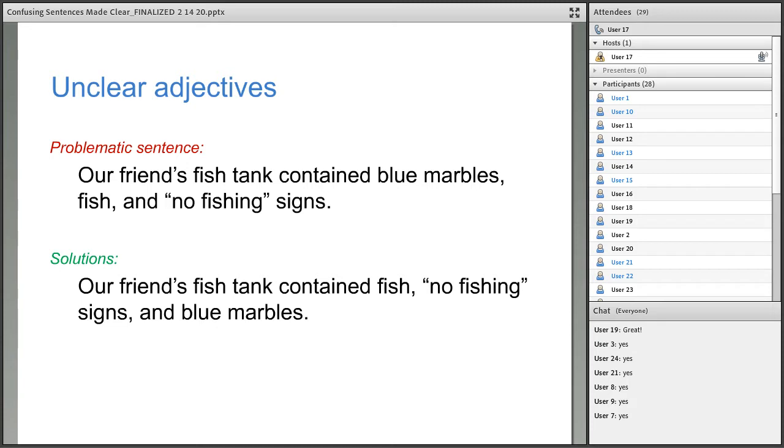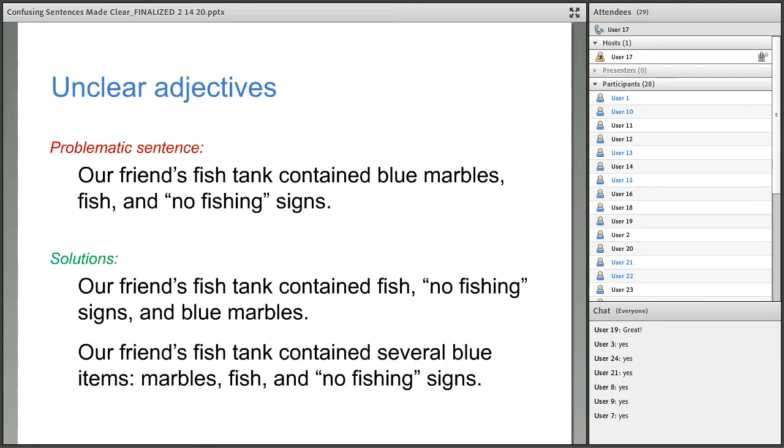Let's look at two possible solutions to this problem. The first, our friend's fish tank contained fish, no fishing signs, and blue marbles, is correct if the word blue is meant to modify only the word marbles. The second solution, our friend's fish tank contains several blue items: marbles, fish, and no fishing signs, is correct if the word blue is supposed to modify all of the items in the list. Only the writer of the sentence can say which is correct, but in each solution, there's no doubt about what the adjective blue refers to. So you can see why it's important to make sure that your adjectives are placed in such a way that it's clear which word or words they modify.